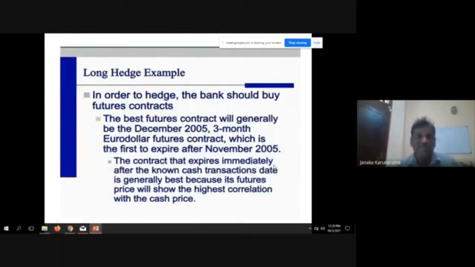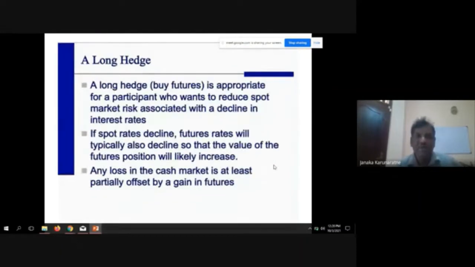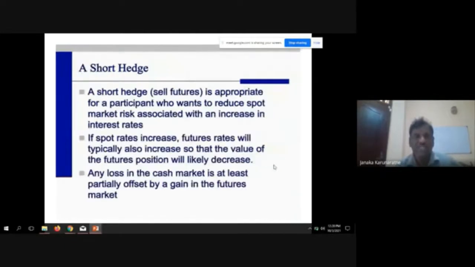So the short hedge is the opposite. Long hedge is associated with the declining interest rate. Short hedge is associated with the increasing interest rate. You sell the futures when you see interest rate is going to rise. If the spot rate rises, futures rate will also rise and the value of the futures position will decline. So any loss in the cash market is partially offset by the gain in the futures market.